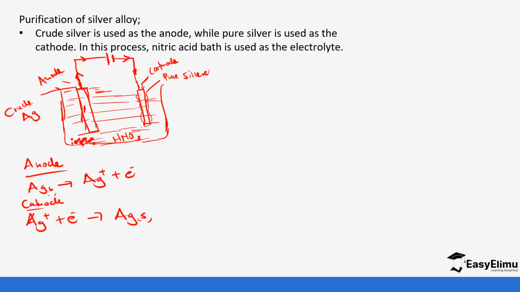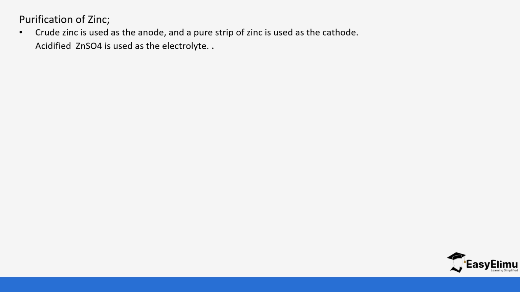So let's do another question. We have the purification of zinc, and we're going to use crude zinc as the anode, and a pure strip of zinc used as the cathode, and the electrolyte is zinc sulfate. So let's draw the setup together.